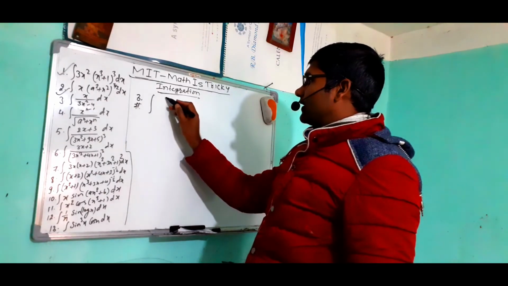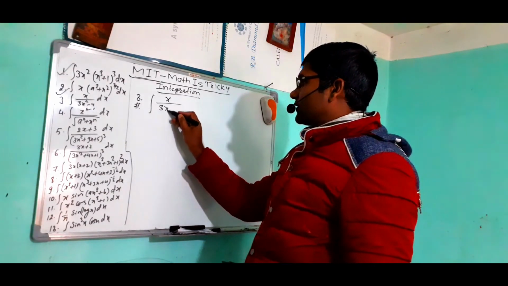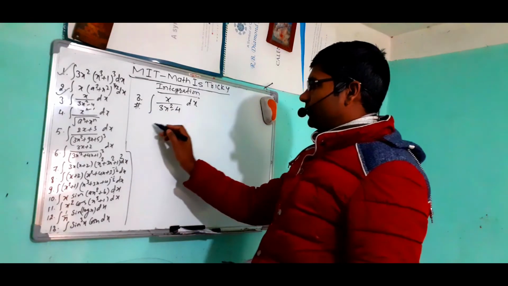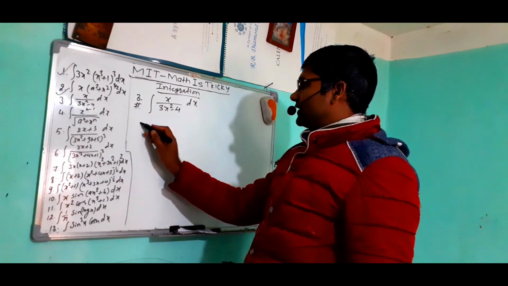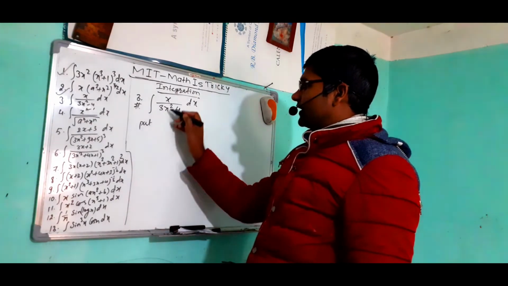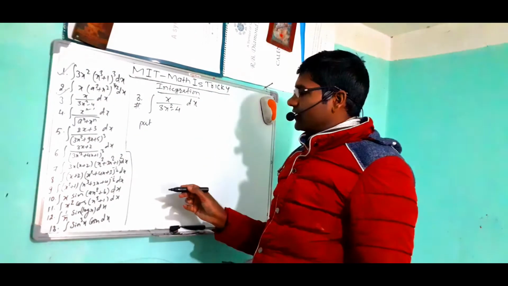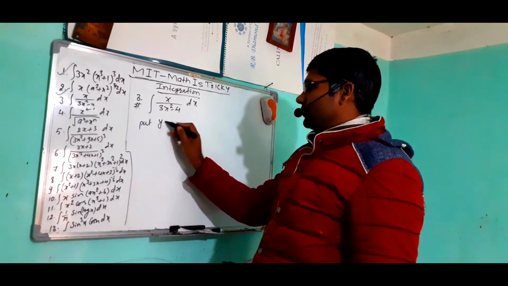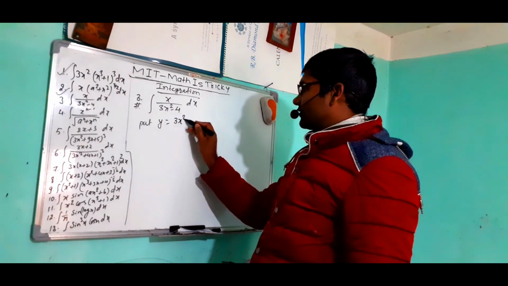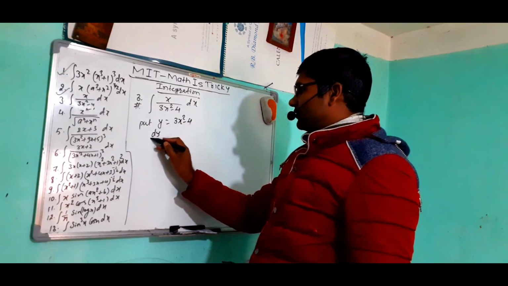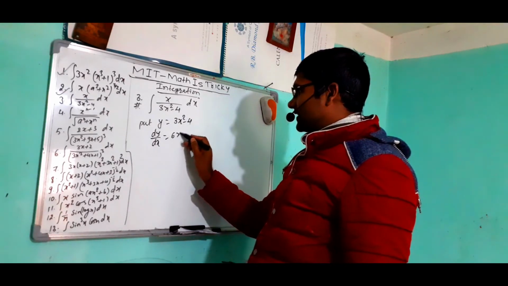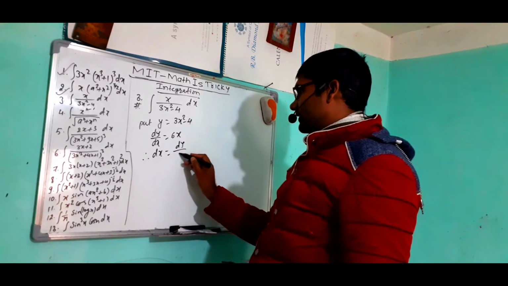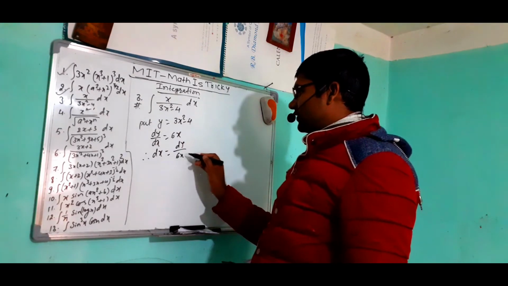So it is the integration of x by (3x square minus 4) dx. So as before, in the fractional case, most of the time we will be putting y for the denominator because its derivative is in the numerator. So put y equals 3x square minus 4, that gives dy by dx equals 6x. Always find dx, so dx equals dy by 6x.